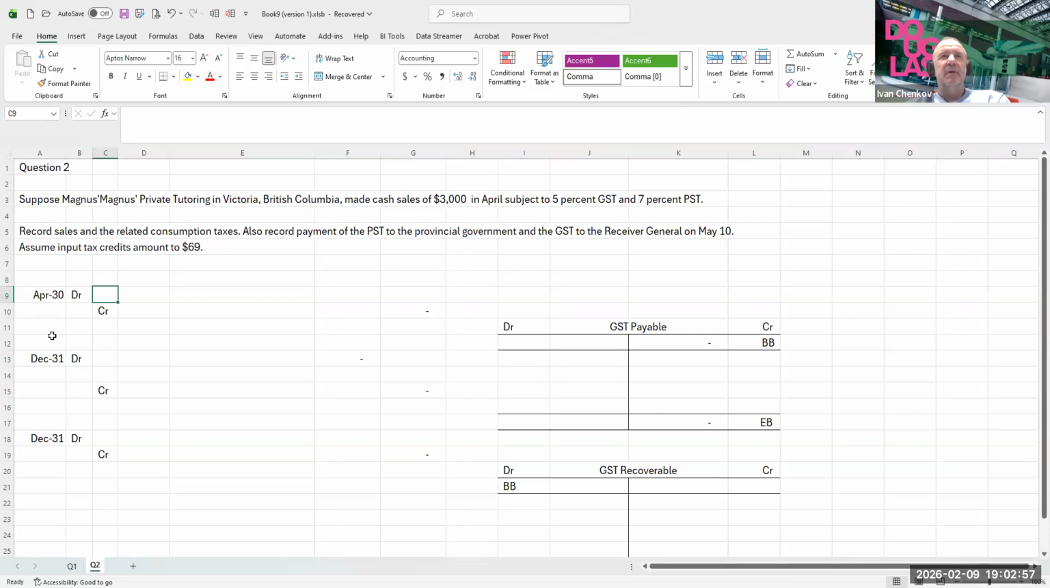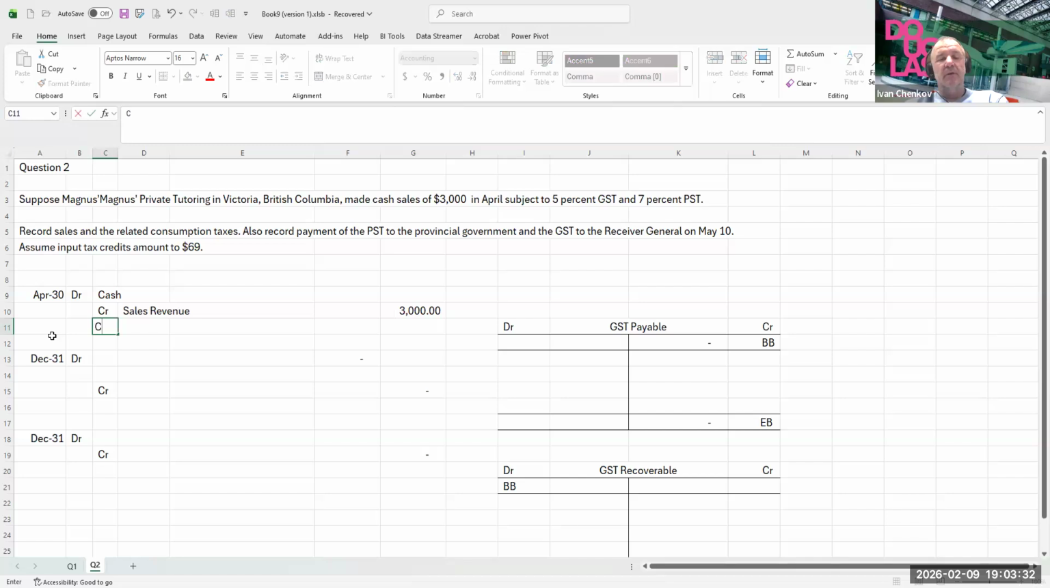Now, suppose the private tutoring company made cash sales, so they collected cash. So now the question is, which account are we going to credit? Since it's the sales, we're going to credit sales revenue, and that sales revenue is going to have $3,000. Then we have to charge the clients for the GST, and we have to charge the clients for the PST.